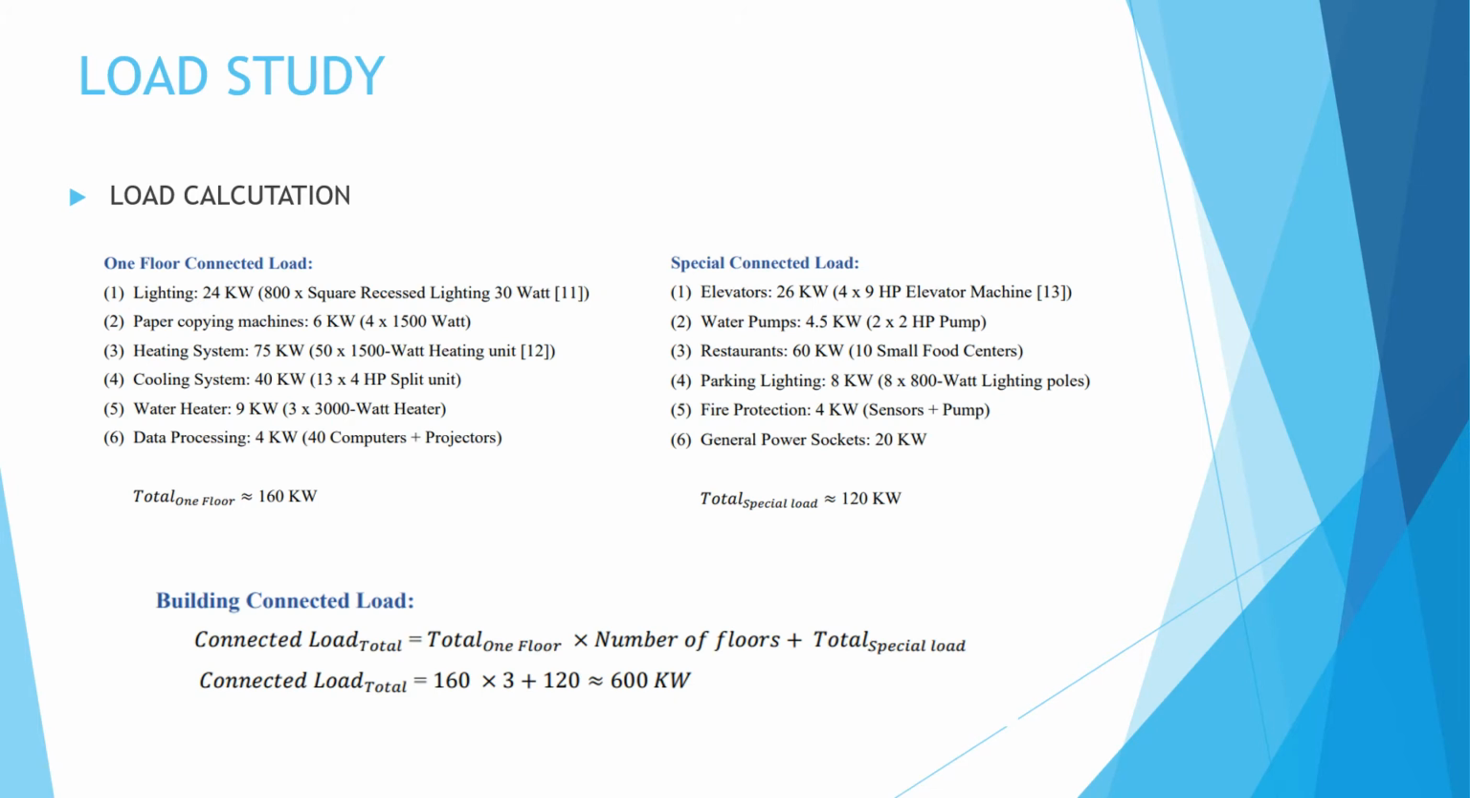So for the load calculation, we're going to use one floor connected load and some special connected loads. For one floor connected load, we get a total of 160 kilowatts. And for the special loads, we have a total of 120 kilowatts. We have to utilize these two kinds of loads. And as for the connected total load, we have 600 kilowatts. In this case, we are assuming a three-floor university building.